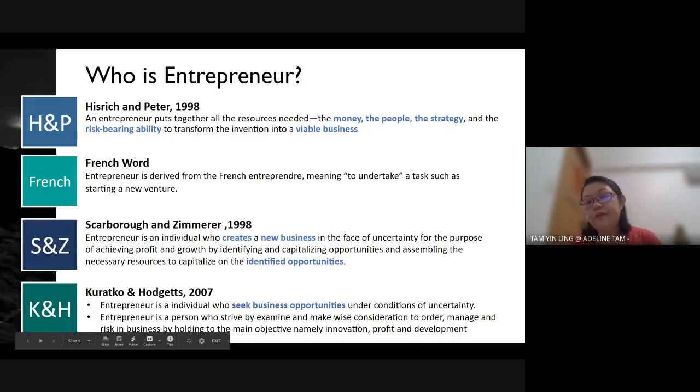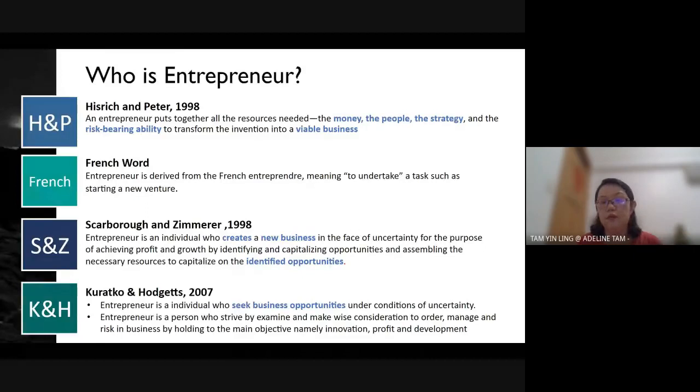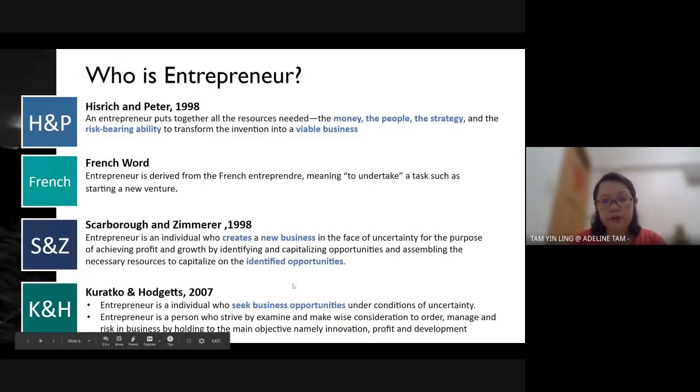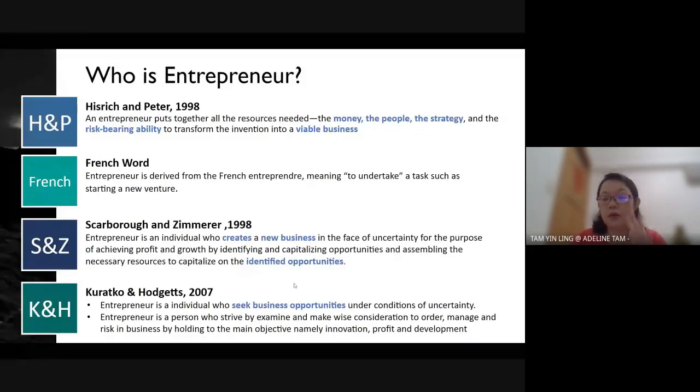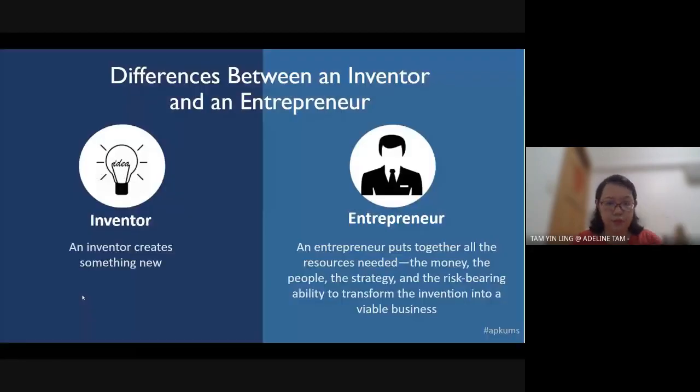So the main objective of an entrepreneur is not only profit. People say businessmen do business for profit, but entrepreneurs have more objectives. They want innovation. They use their creativity to create something new. At the same time, they hope to earn profit, and they want development. It may be their own development or the development of their own companies, as well as the development of the people and the society in the country. So that is the entrepreneur. When we keep saying entrepreneur, remember we keep using the words creativity and innovation.